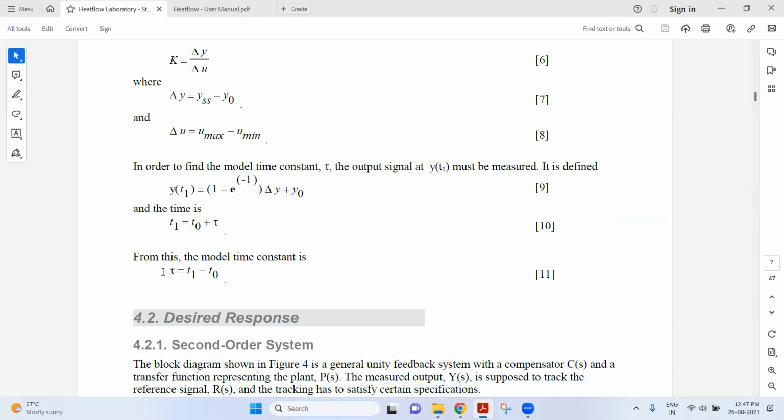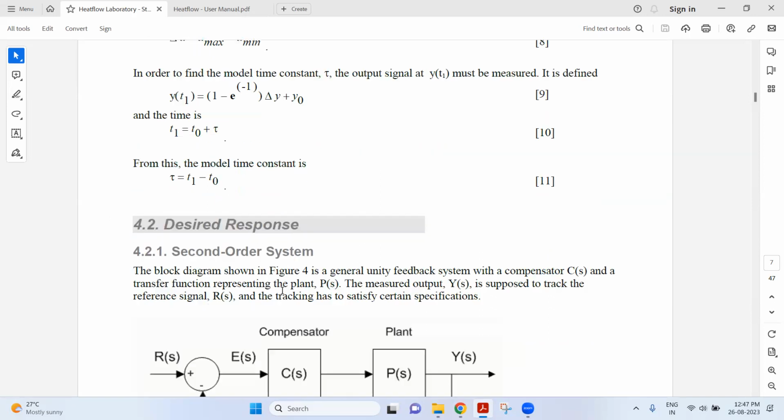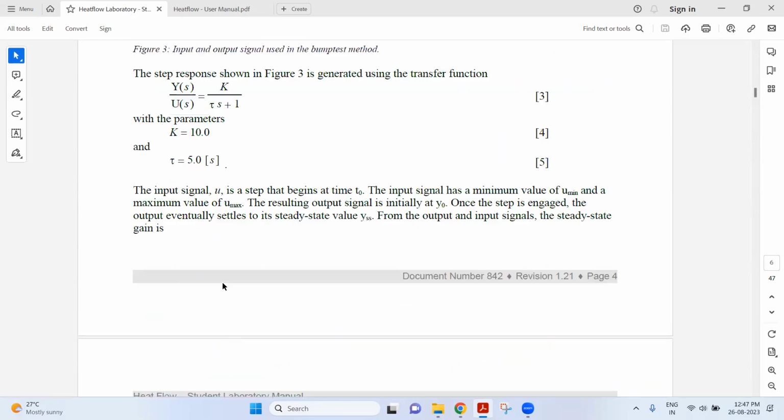Now we are considering the time constraint for this one. Tau, what is the value we're considering? T minus T now, that much we're considering. So this is all about the basic thing.